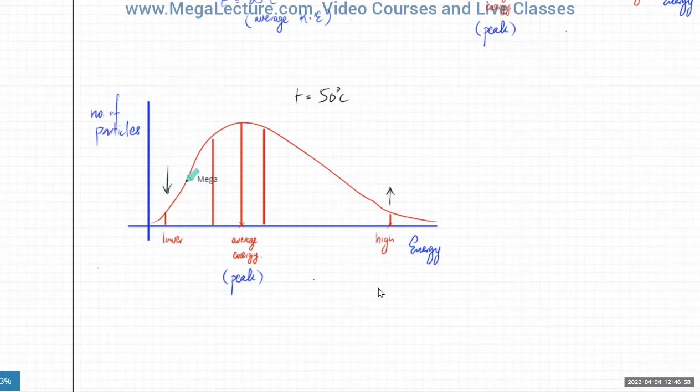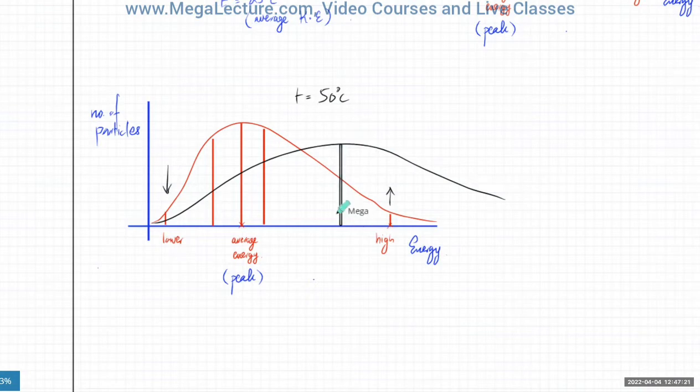So it will rise. The number of particles at high energy would increase because you're at a much higher temperature now. And the number of particles having low energy would decrease because obviously you're at a higher temperature. So the new graph would get skewed to the right. And the peak would also shift to the right. Your new average energy is going to be a lot higher. It's going to shift to the right.